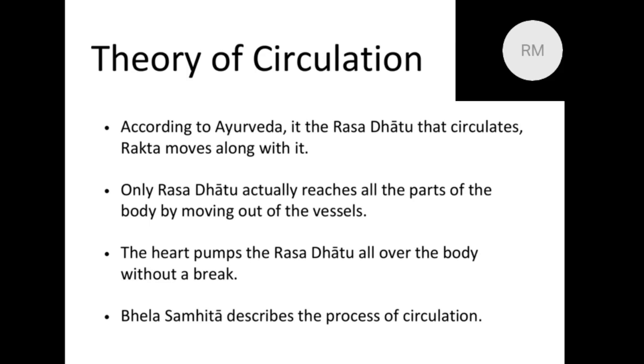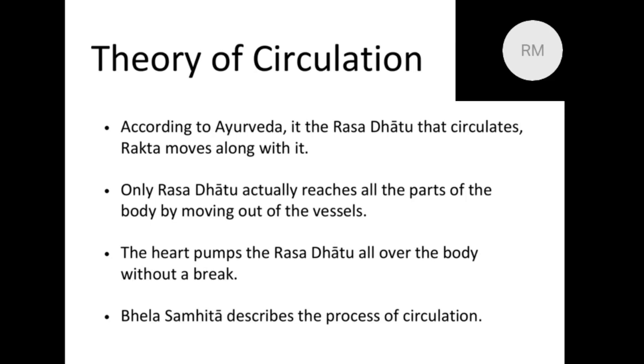And actually the seat of blood is said to be liver and spleen. So it was well understood that the production of blood and its renewal happens through the spleen, and in younger stages through the liver. And so Rakta has been associated with liver and spleen, whereas Rasa is associated with the heart.